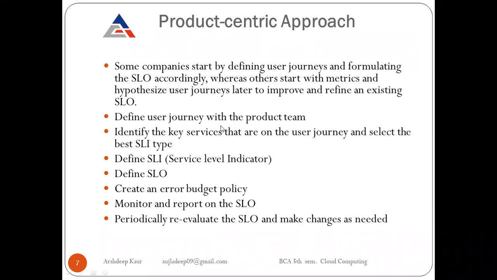First, define the user journey with the product team. Second, identify the key services that are on the user journey and select the best SLI. SLI stands for service level indicator. First, we have to define the user journey with the product. Second, we have to identify the key services, and we have to select the best SLI. SLI stands for service level indicator.